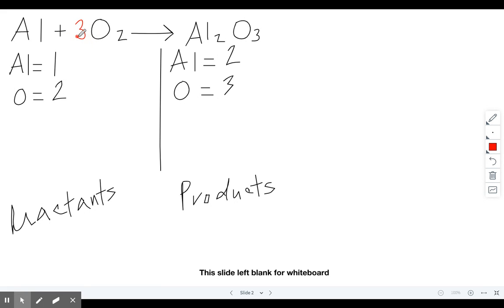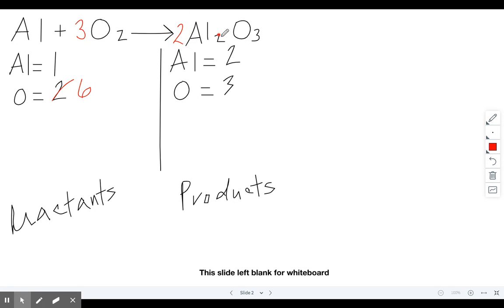And I'm doing this part in red so you can see it. So now you multiply the 3 times the 2 you started with. That'll give you 6 oxygen atoms. And then I have a 3 oxygen on the products. So what number times 3 gives me 6? It would be a 2. So I put a 2 coefficient in front.